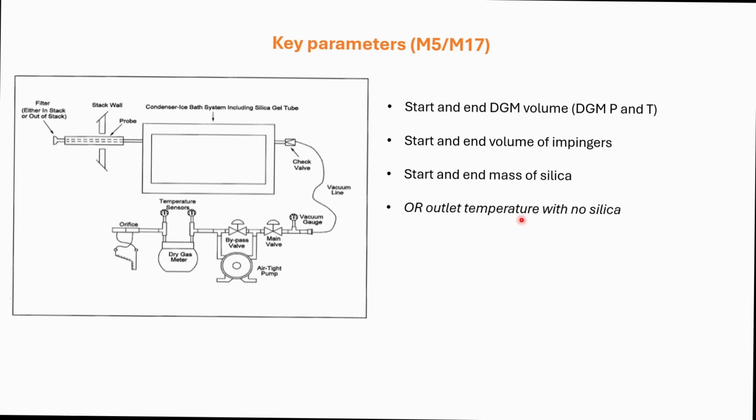As mentioned, there is a method of not using silica gel where you can use the outlet temperature of the condenser. In any case, this should be recorded to confirm that your condenser is efficient enough. You want to be below at least 20 degrees at your condenser outlet. I always say aim for 10. That is to ensure that you force out condensation from the stack so that you can get an accurate reading.